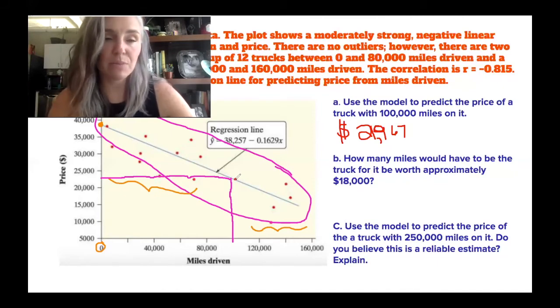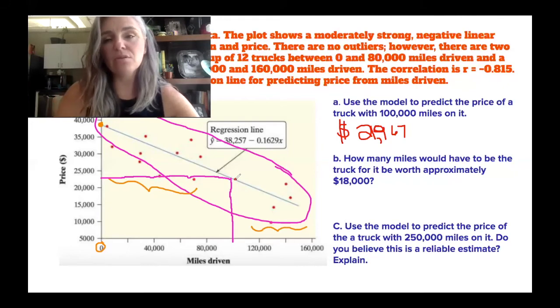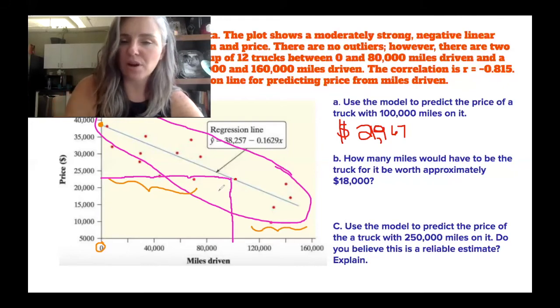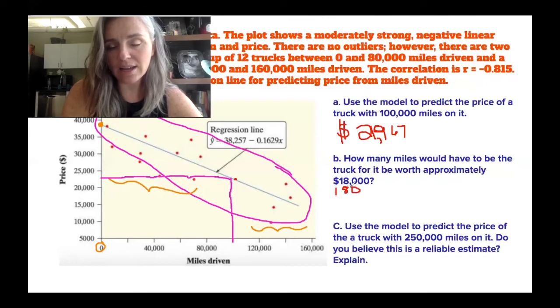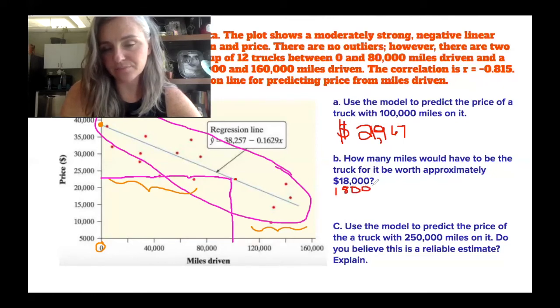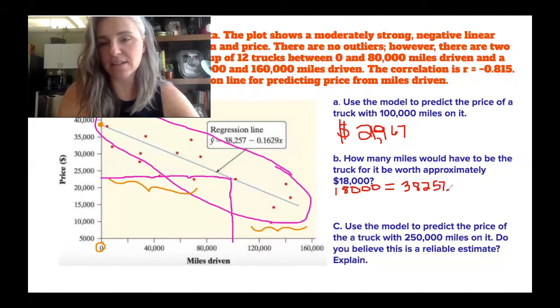And then it says how many miles would there be on the truck if it was going to be worth about $18,000 according to this model? So now you actually have to do a little algebra, because now you're saying predicted y is 18,000. And you have to set that equal to your 38,257. He's going to get there pretty fast.